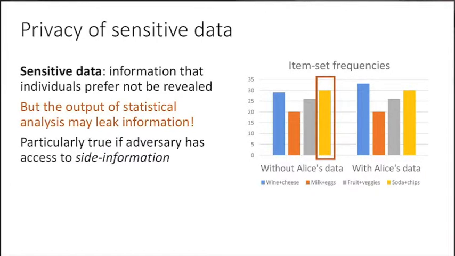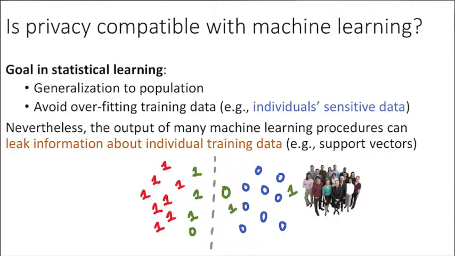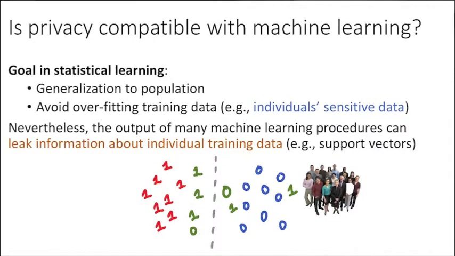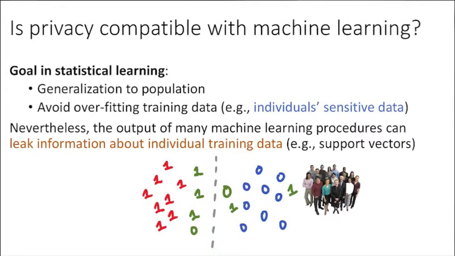So it seems like maybe privacy is at odds with this kind of data analysis or machine learning in general, but I would argue that it's not actually, because the goal in machine learning or statistical learning is to somehow learn something about the entire population, but not necessarily about any individual.